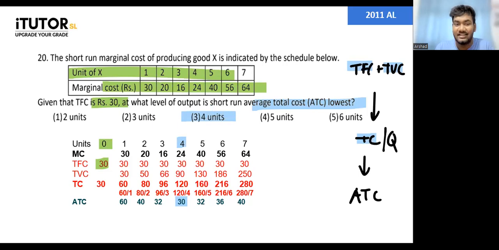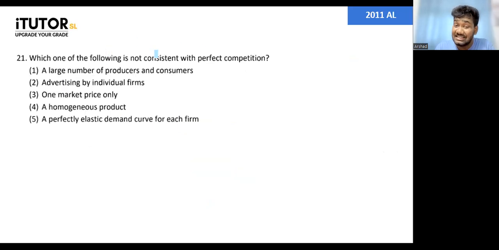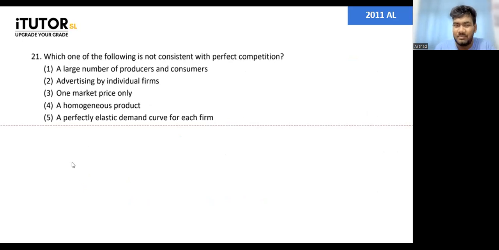Going to the next. Which of the following is non-consistent with perfect competition? What does that mean? They're asking for the wrong one. Non-consistent. So what is perfect competition? Perfect competition is where you have a large number of buyers and sellers. Everyone is selling the same thing. They are price takers. All of that is there. So what is not correct?